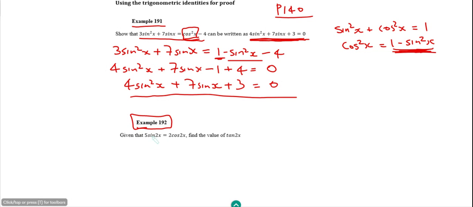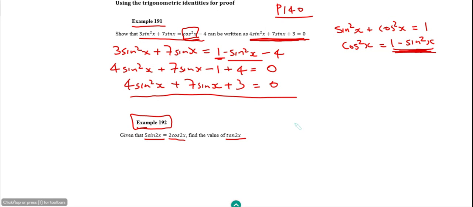So here we're given that 5 sine 2x equals 2 cos 2x, and we've got to find the value of tan 2x. So this doesn't mean actually trying to find the value of x. We're just trying to rewrite this such that we've got tan 2x as the subject of this equation.